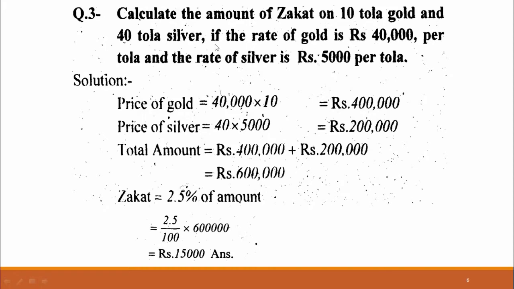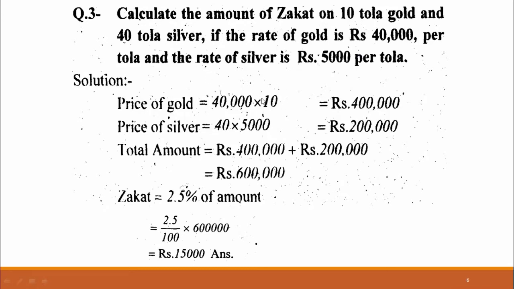So in this question, it is given that the rate of gold is 40,000 per tola. Dear students, you know that the price of gold increases day by day. But in this problem, suppose the rate of gold per tola is 40,000, and the rate of silver is 500 per tola. So first of all, find the total amount of gold and the total amount of silver.